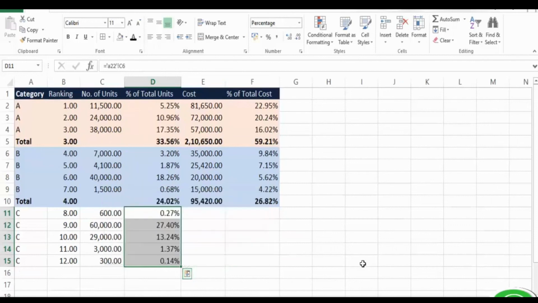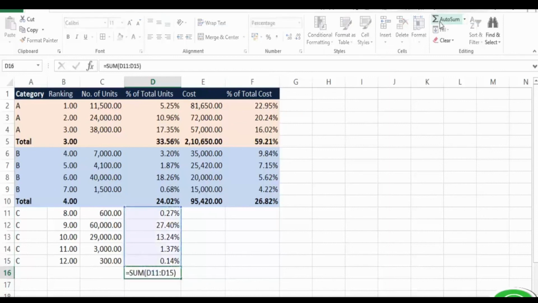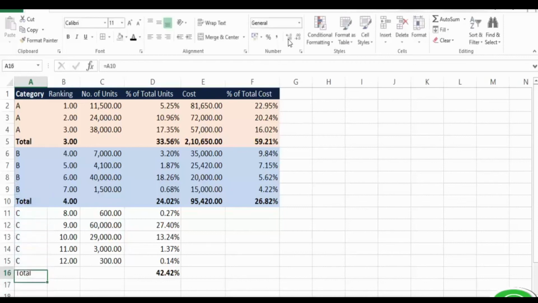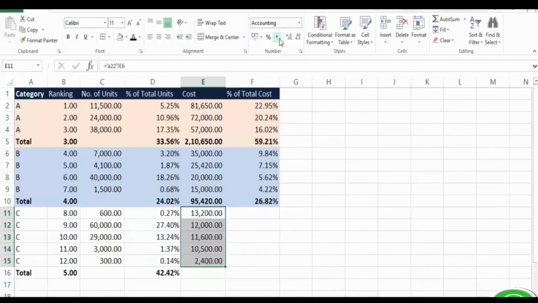Let's do that. So here we have the respective percentage of total units. Let's do the totaling, and the total is 42.42%. Okay, and if you notice, there are 5 units under category C, and in terms of percentage of total units, they are 42.42. Now let's also pick up their respective cost, and here we have the respective cost. Let's total this.